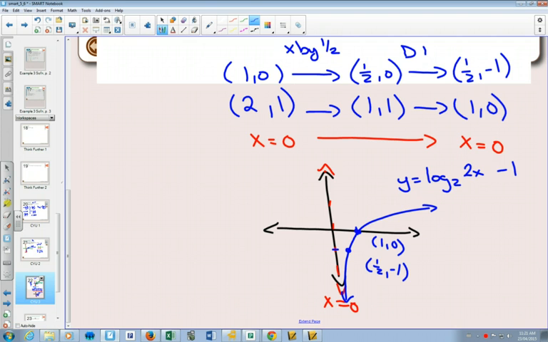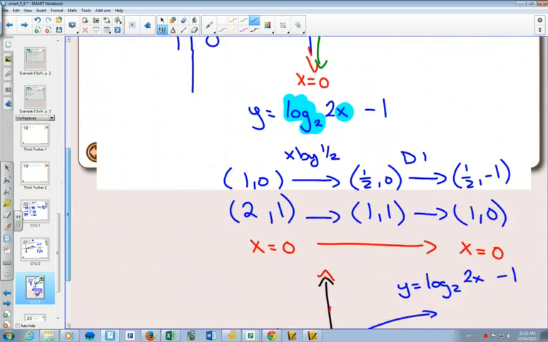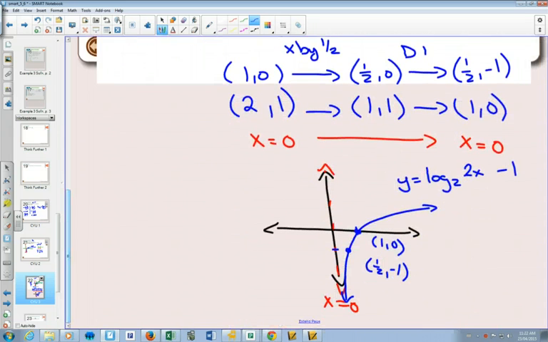It said in the question to graph them on the same grid. I find it's often easier to graph them separately. So we did our original graph there, and now we've got our new one. What's happened to it? It has been compressed horizontally and then shifted down 1.